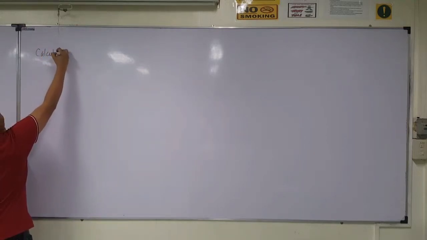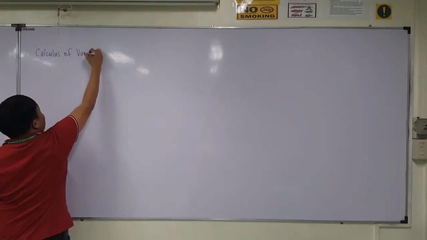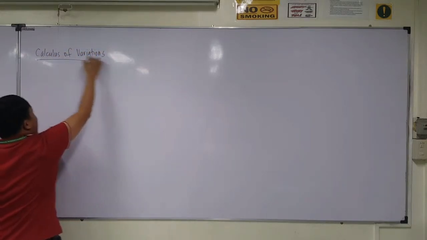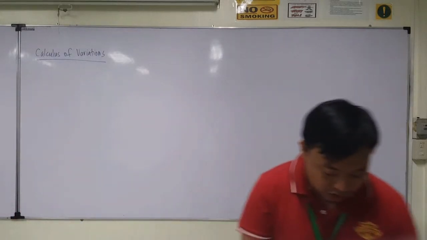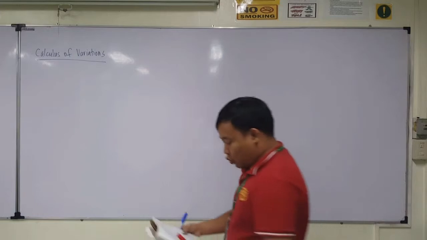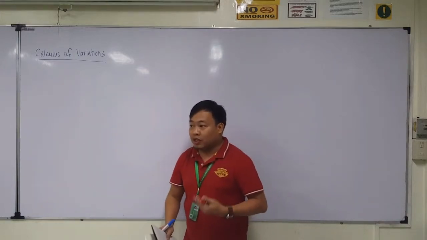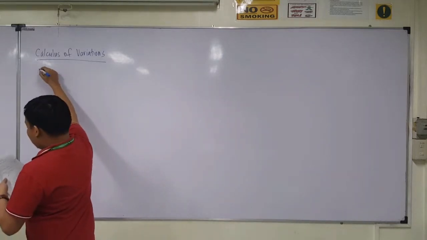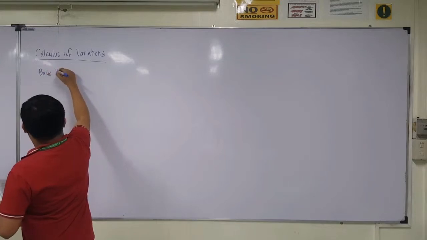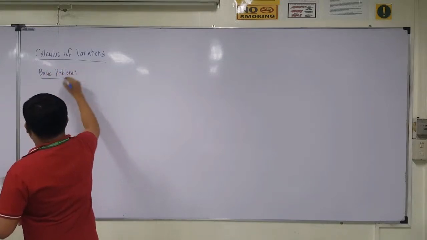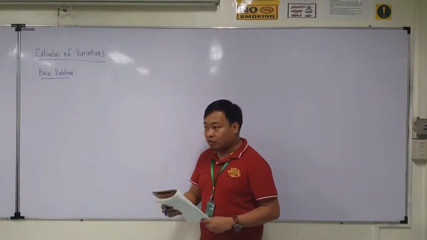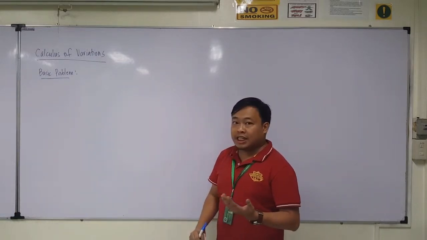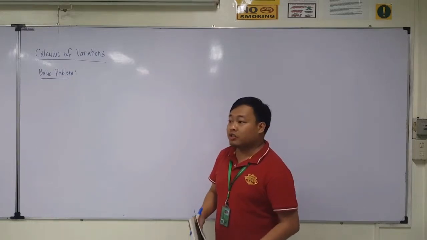Okay, good afternoon. So today we're going to talk about calculus of variations. Calculus of variations is used to get the extremum value of a certain function under certain conditions. The basic problem for calculus of variations is the basis of all applications of calculus of variations, one of which is the Euler-Lagrange equations.